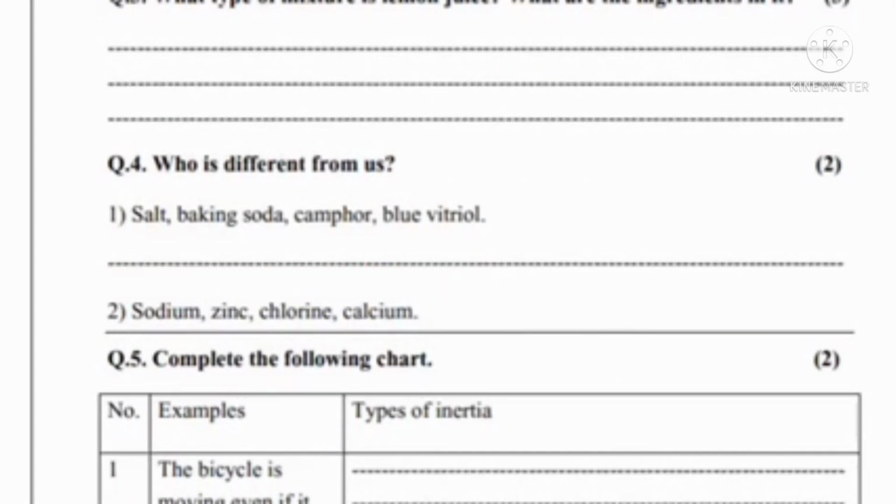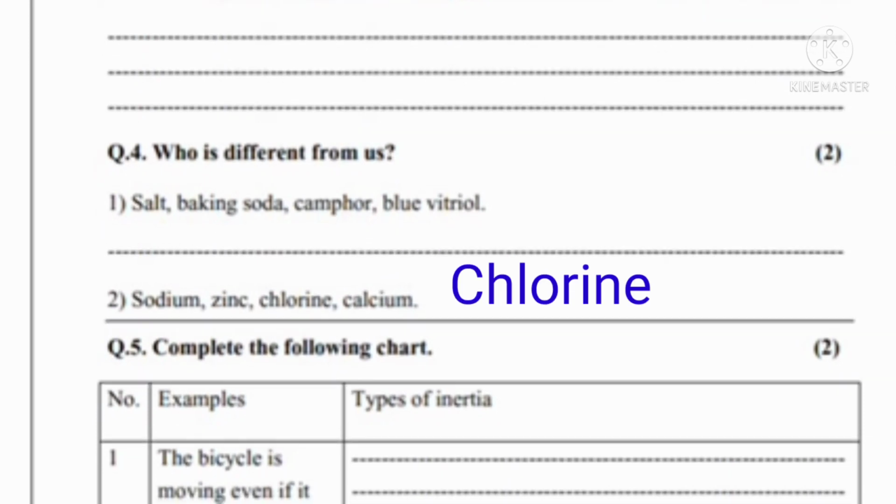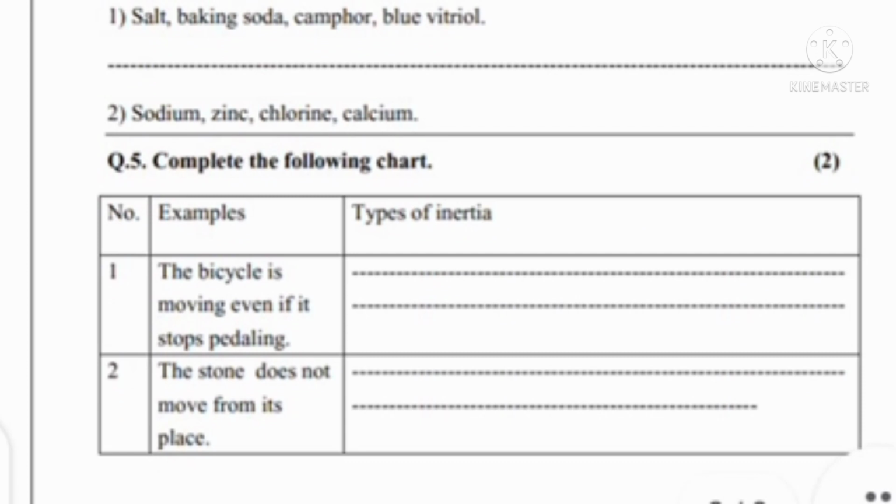Then question number 4, who is different from us? First, salt, baking soda, camphor, blue vitriol. From these, camphor is different. Sodium, zinc, chlorine and calcium. Chlorine is different. Complete the following chart.